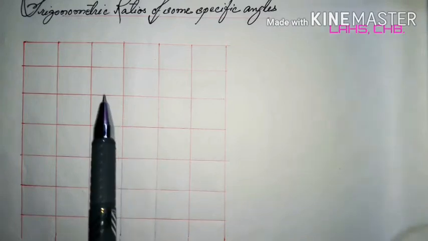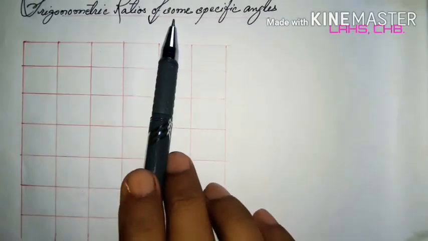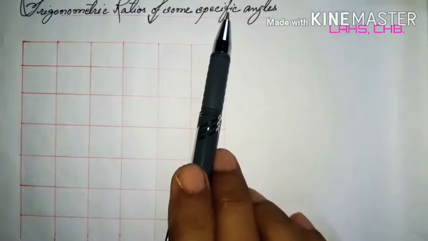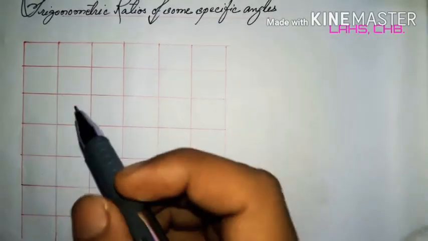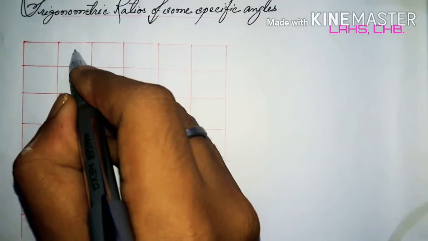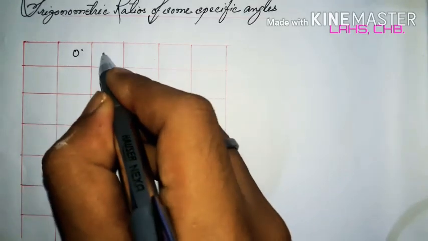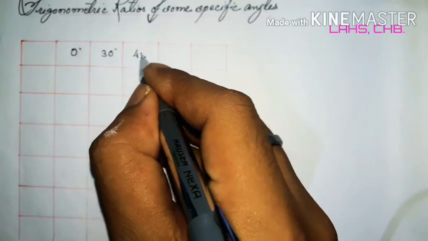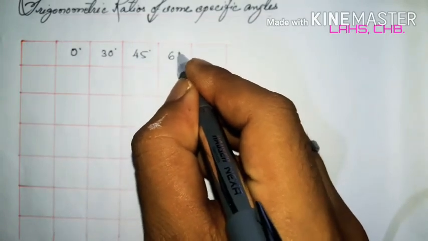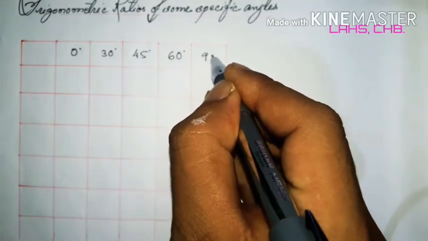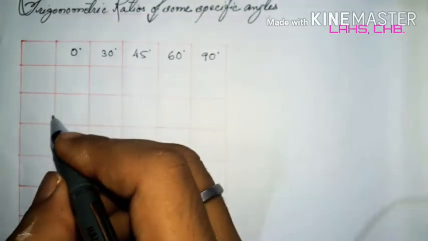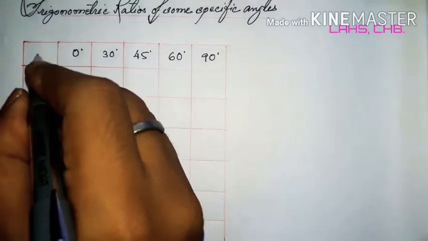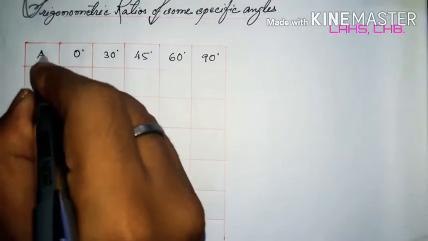As I have written the topic here, trigonometric ratios of some specific angles. Some specific angles in class table level refers to 0 degree, 30 degree, then 45, then 60 and 90 degree, and we are assuming the acute angle as A. A is an acute angle.